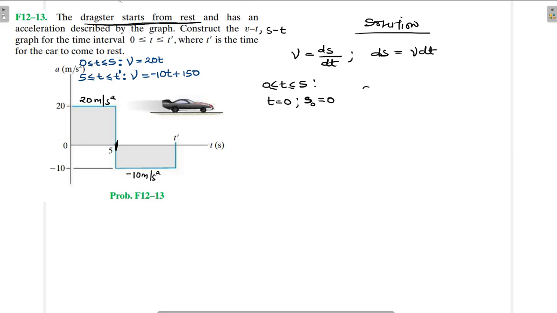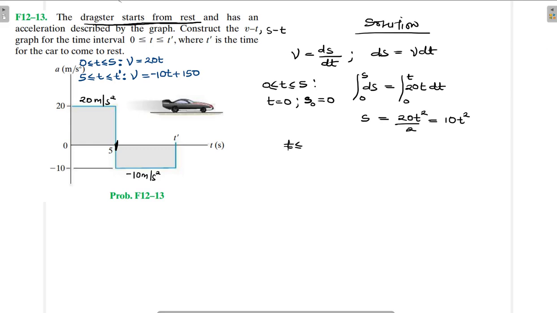And we integrate ds from 0 to s, equal to, in this interval, our v is 20t, right? 20t dt, integrating from 0 to t. If we do the integration here, we have s equal to 20t squared over 2, which is equal to 10t squared.